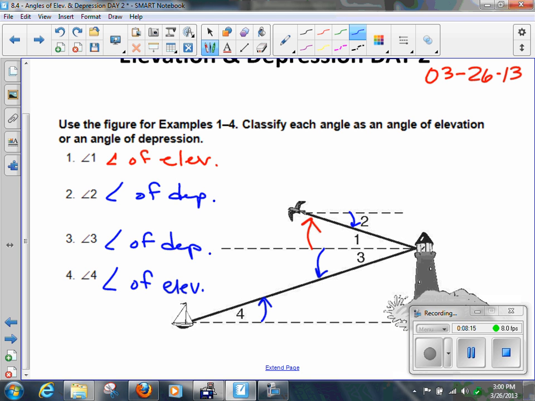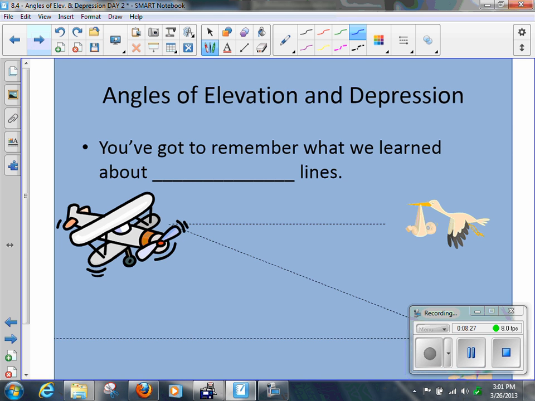So you can figure out what you are having to answer. Either elevation or depression. You got to figure that out. The number one thing you need to remember is that these angles are congruent to one another. That's the most important thing. You got to remember what we learned about parallel lines, and that these angles are congruent to one another. Okay? Then just write it in the white area to the side.